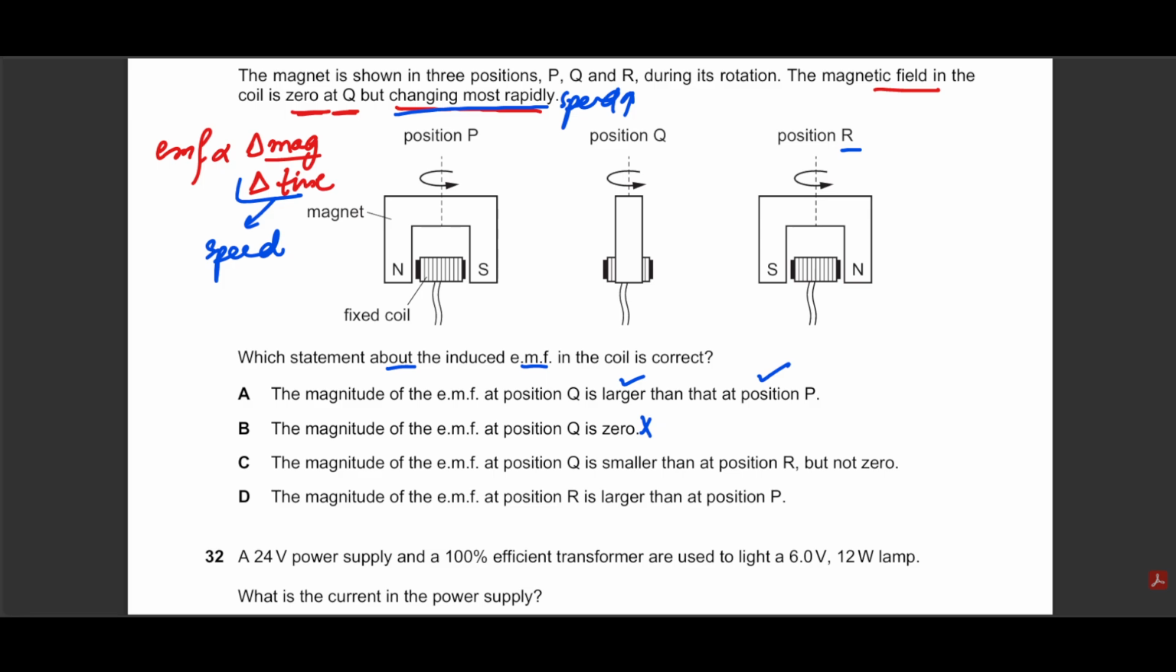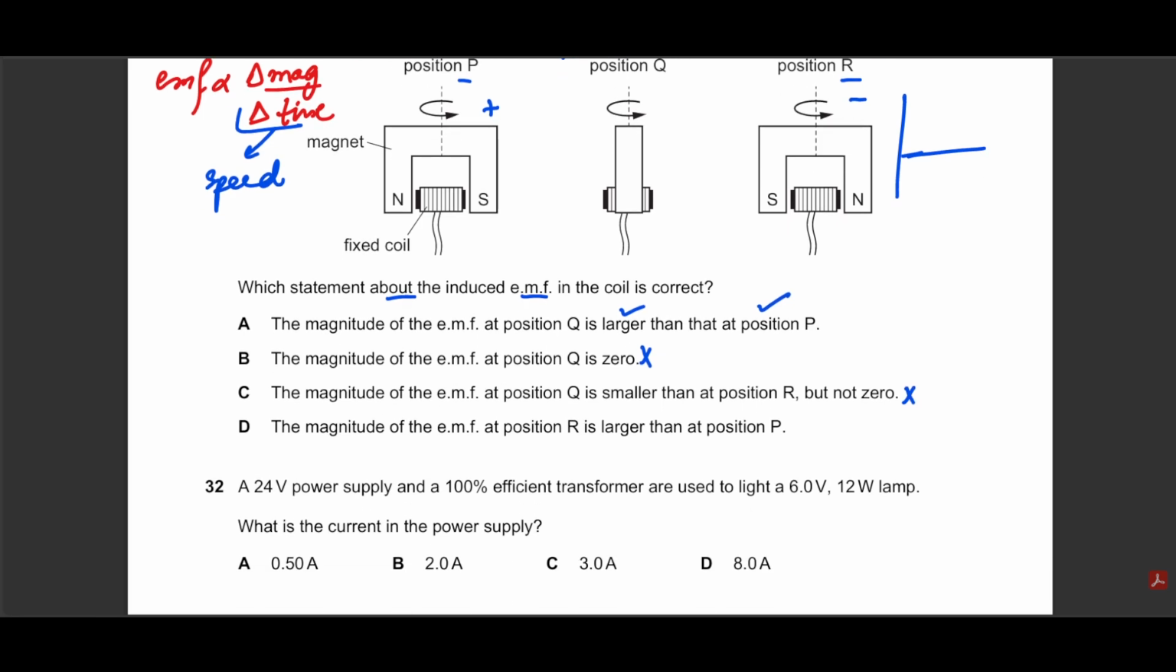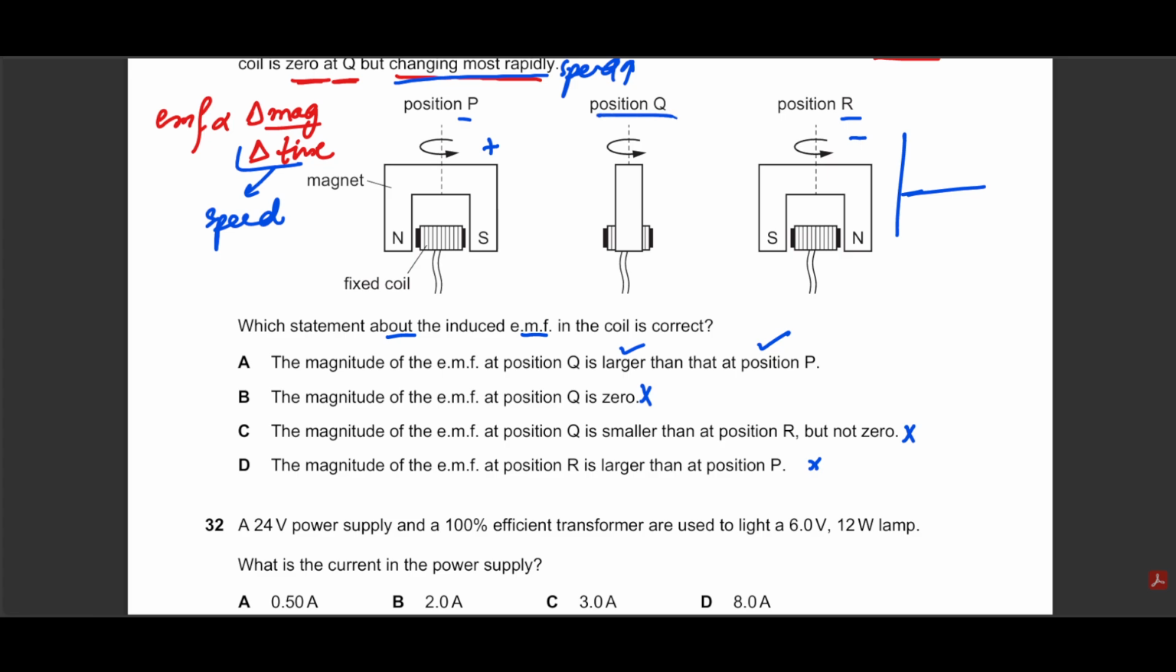The magnitude of R and P will exactly be the same, with only one difference, that if the EMF at P is positive, then the EMF at R will be negative. Then one is not smaller than the other one. One is not larger. They're just going to have opposite signs. The magnitude of the EMF at position R is larger than at position P? No, it's exactly the same thing. So Q and R, magnitude EMF Q. No, Q is the largest one, so A is better.